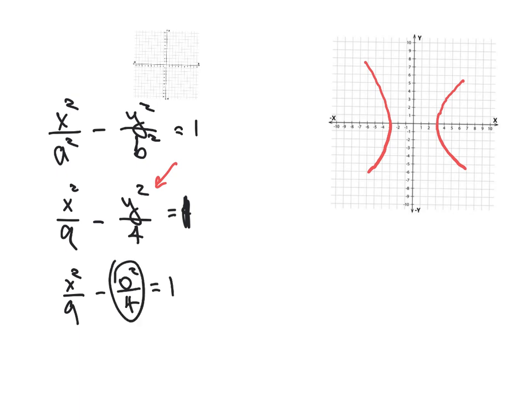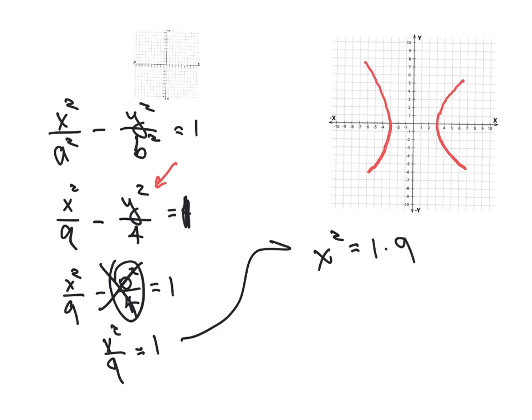Anytime you have 0 in the numerator, that is 0. So we have x squared over 9 equals 1. If we want to find x, x squared equals 1 times 9. X squared equals 9. X equals the square root of 9, plus or minus, so x equals plus or minus 3. And that's where the -3 comes from and the +3 comes from. So that gives us the x-intercept.